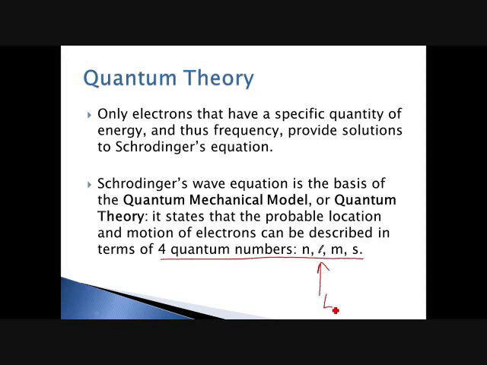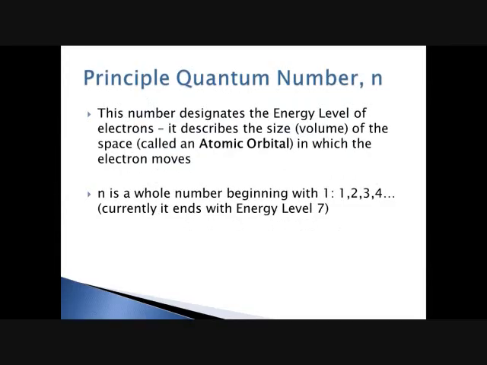Okay? So the first quantum number is the N quantum number, the principal quantum number. This designates the energy level of the electron. So it describes the size of the space where the electron is, called an atomic orbital, and so it describes where it is and how it moves. Okay? So N is a whole number that begins with 1, and it currently ends with 7. And the reason why it ends with 7 is because of the periodic table.